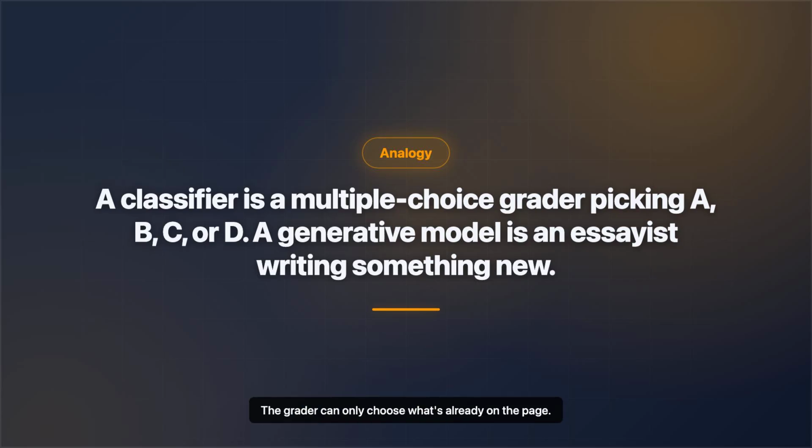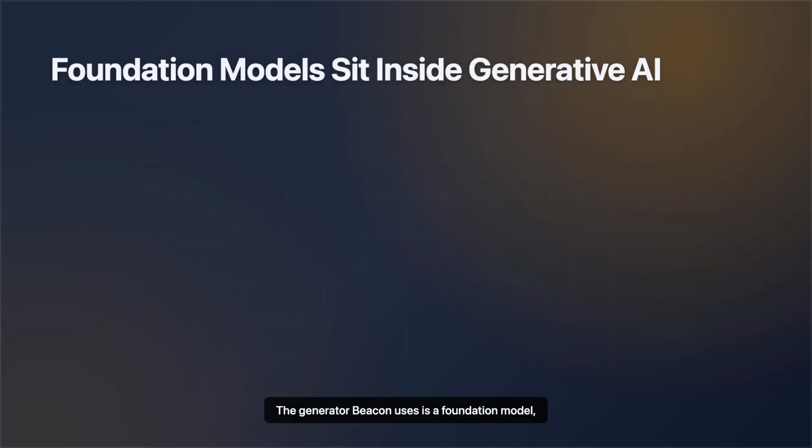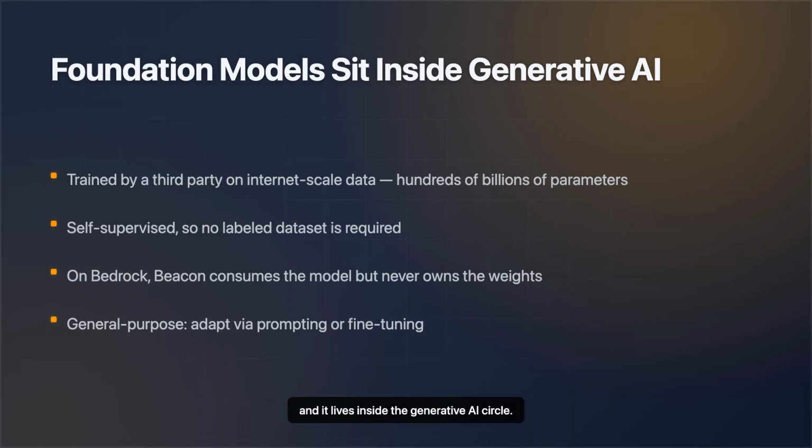The grader can only choose what's already on the page. The essayist can write text that has never existed before. That single difference drives different metrics, different failure modes, and different regulatory postures. The generator Beacon uses a foundation model, and it lives inside the generative AI circle.